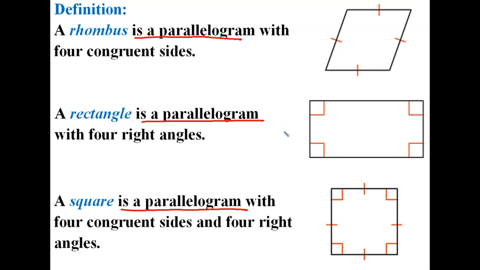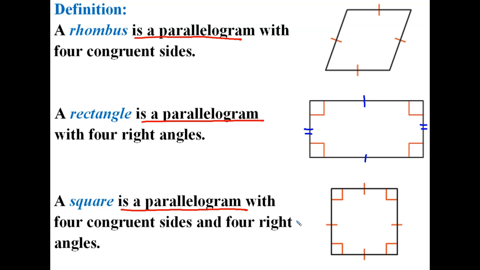Second, a rectangle is a parallelogram with four right angles. Typically when you think of a rectangle, you'll probably think of two pairs of opposite congruent sides. But again, that's true for any parallelogram. What makes this parallelogram a rectangle is the four right angles, all the angles being equal and equal to 90.